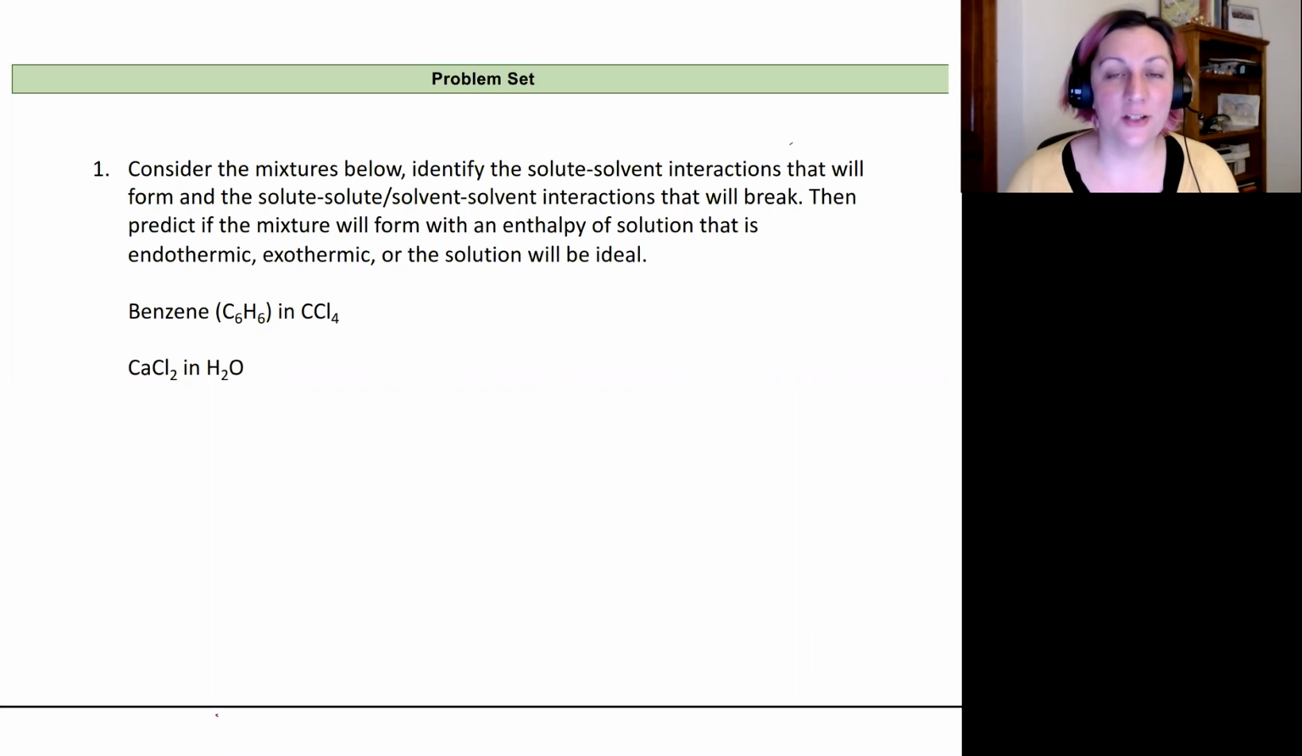Hopefully you've had a chance to try this practice problem. I'm going to walk through the solutions now. So if not, just pause the video and give it a try first.